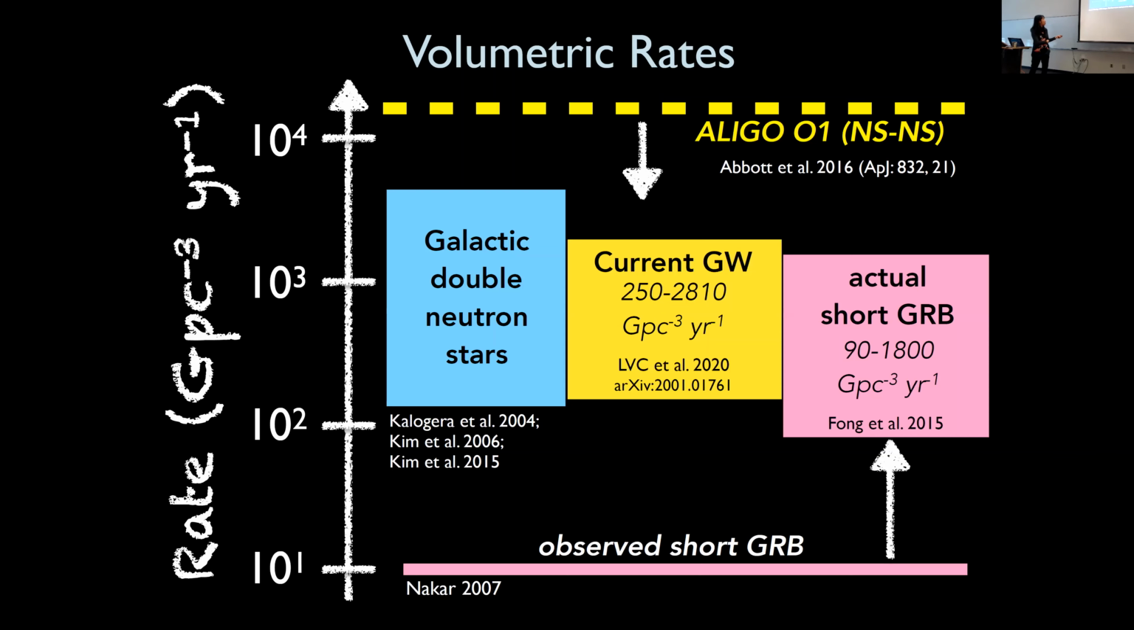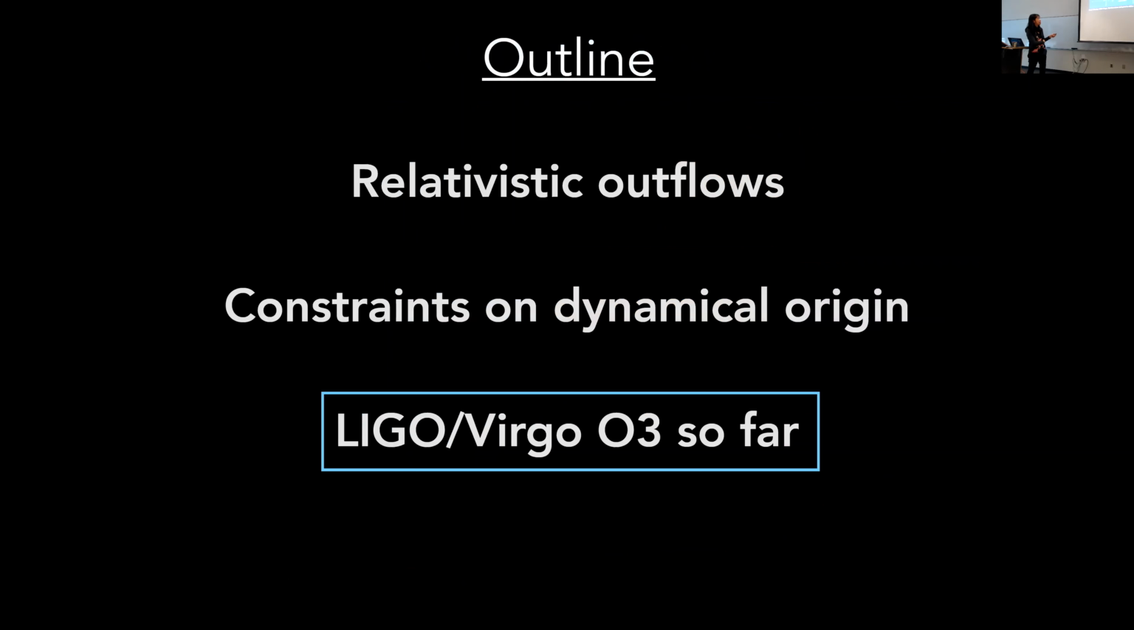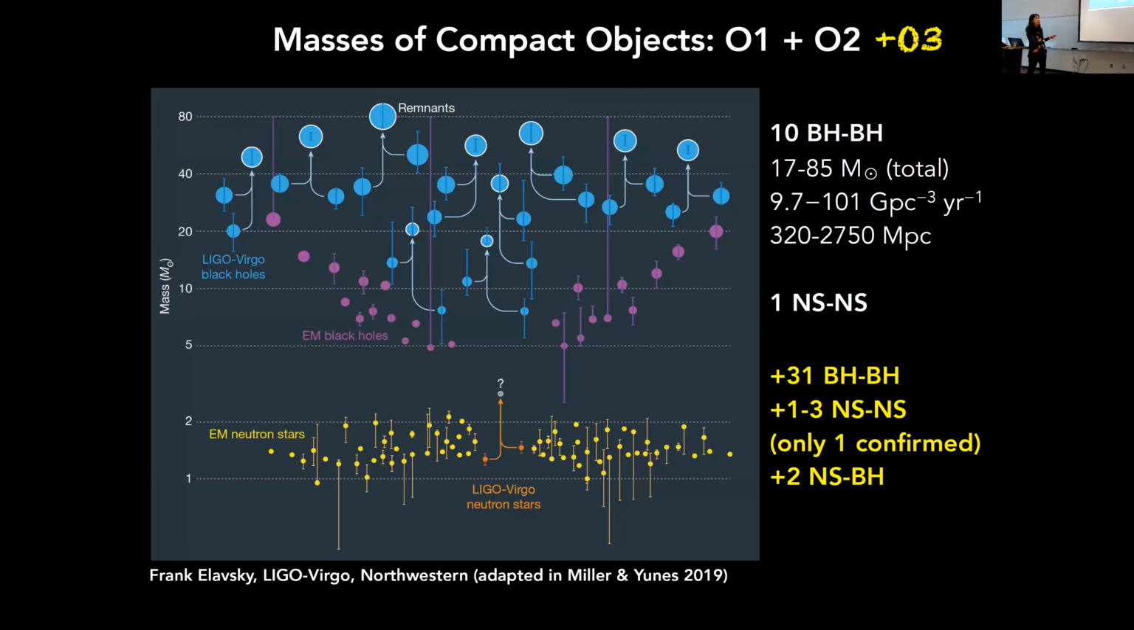I'm sure all of you have seen this. Basically, this is the distribution of masses of binary black holes and LIGO Virgo neutron stars. You can see 10 binary black holes in the first 2 observing runs and 1 binary neutron star. Now, so far in O3, we have 31 additional binary black holes, which is incredible. And between 1 and 3 neutron stars: only 1 has been confirmed as a real signal, but 3 have been announced and are publicly available as candidate binary neutron stars, and then 2 unconfirmed neutron star black holes.